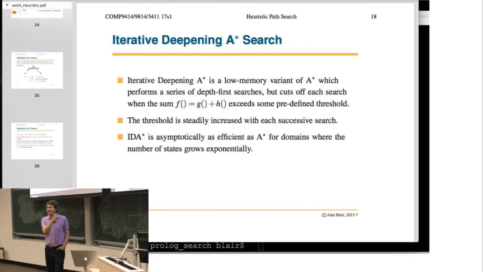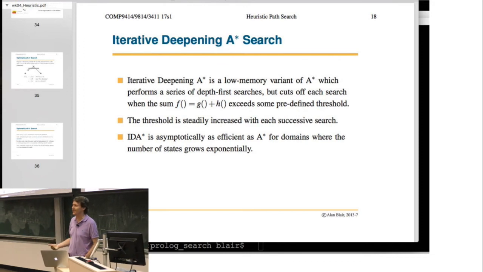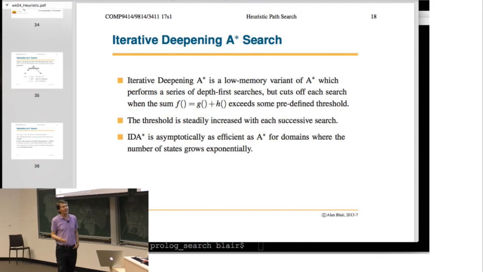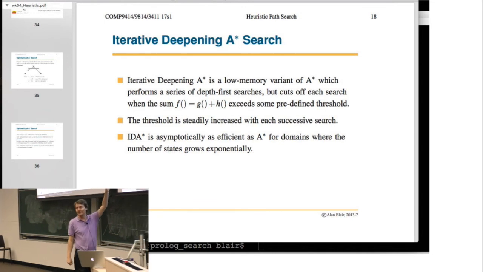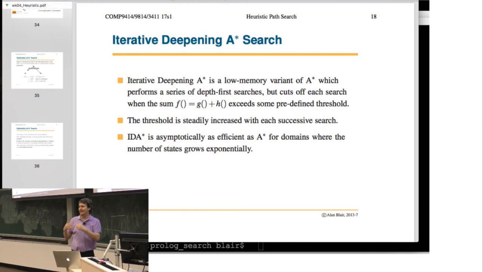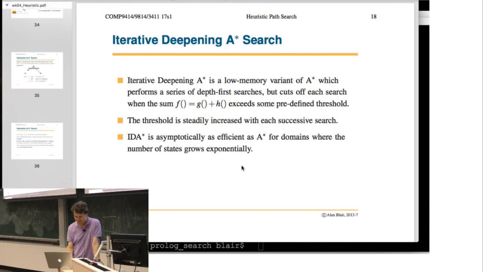There are some situations in which A star search still runs out of memory. Then we have this alternative which is called iterative deepening A star search. Iterative deepening A star search is similar to iterative deepening search, but instead of limiting the depth of the search, we limit the value of this function f. So we choose a certain f, and we do a depth first search only to that limit, and then we increase it, and we have to carefully choose how much to increase it by. You can play with this. I've got the Prolog code for this as well. You can play with that too.